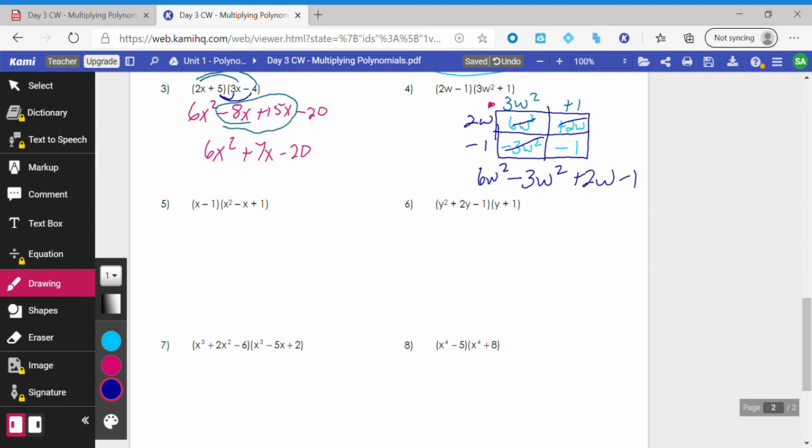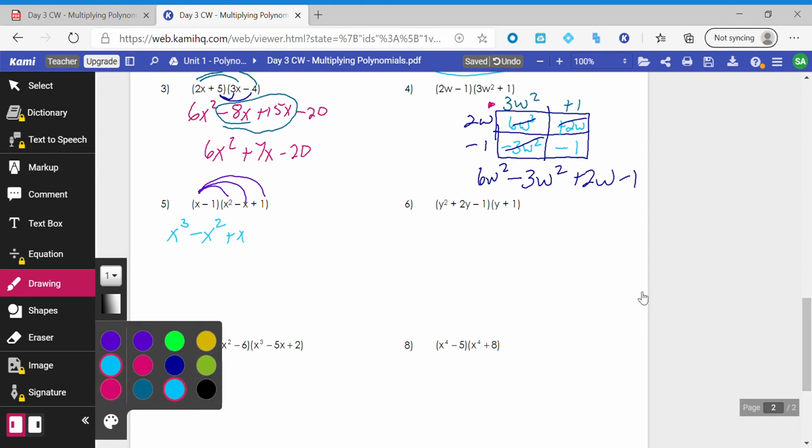Now the next one, we have a binomial times a trinomial. So we're still using distribution. So I'll take the x and I have to multiply it times everything inside the other set of parentheses. So I'm actually multiplying this x times 3 items. So x times x squared, x cubed, x times negative x, minus x squared, and then x times 1, plus x. And then I distribute the negative 1.